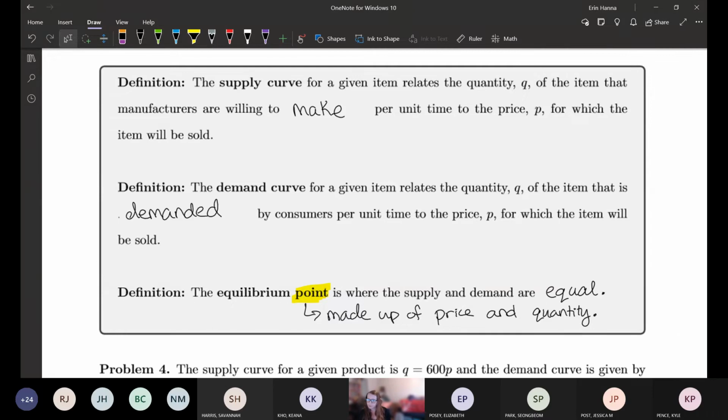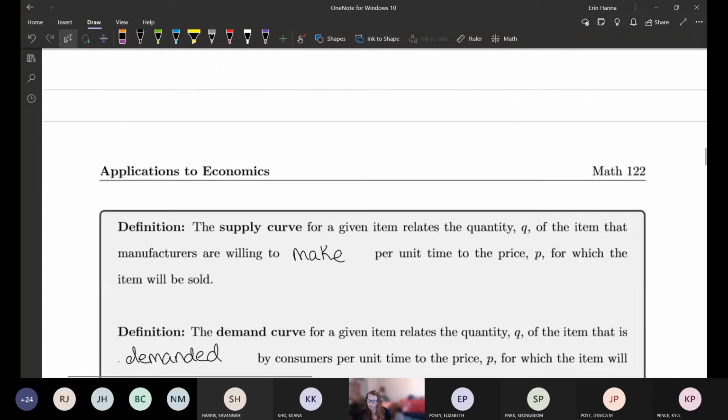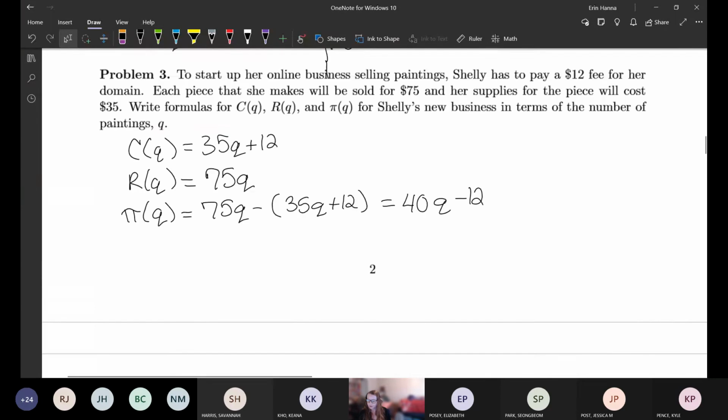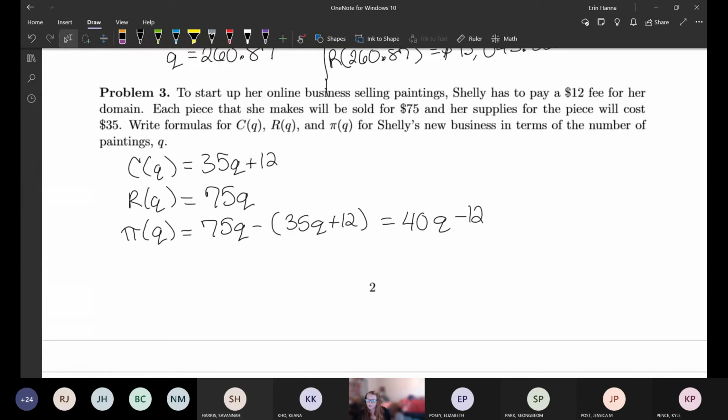Oh, here's a question on this one real quick. Let me pop back here. Do I prefer the expanded or the reduced? I prefer the reduced, so I would prefer the 40Q minus 12. I will accept the 75Q minus 35Q plus 12 by all means, because it's correct. But if you're asking what I prefer, it's the one that's reduced. Both of them are technically correct, so you can write whichever one floats your boat.